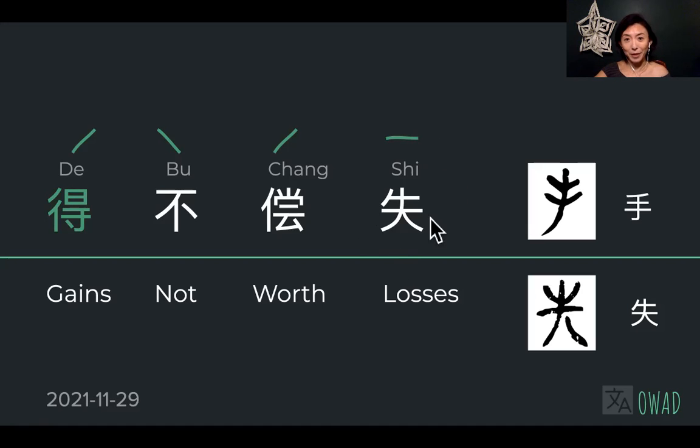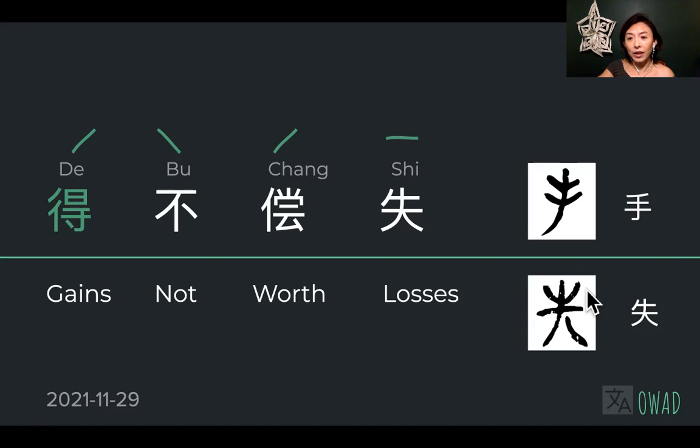I'm not going by the sequence, but let's go to the 失 to show how it's also related to hand. So this is how the character for hand looks, where it came from. You can see you have the wrist and then the 5 fingers on there. But later on, people placed a sideways stroke on top of it, as if in the hand you're holding something.